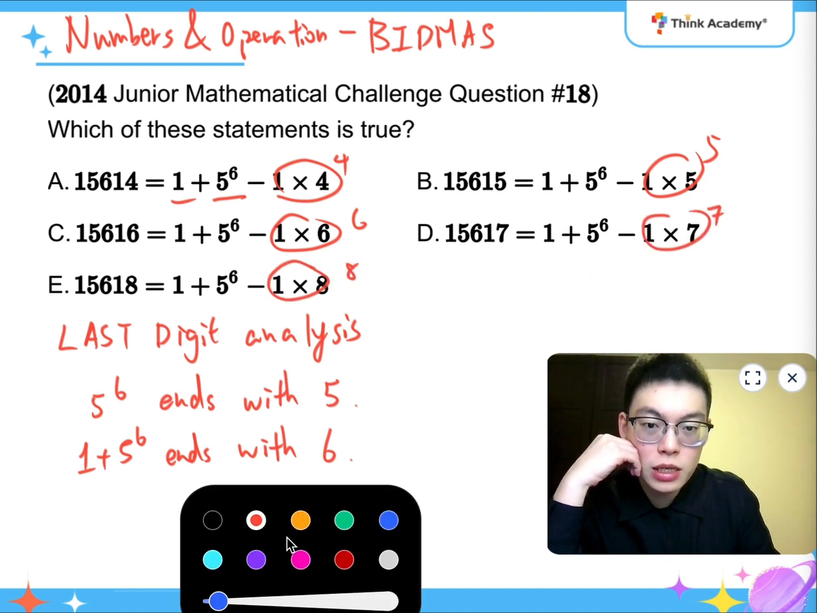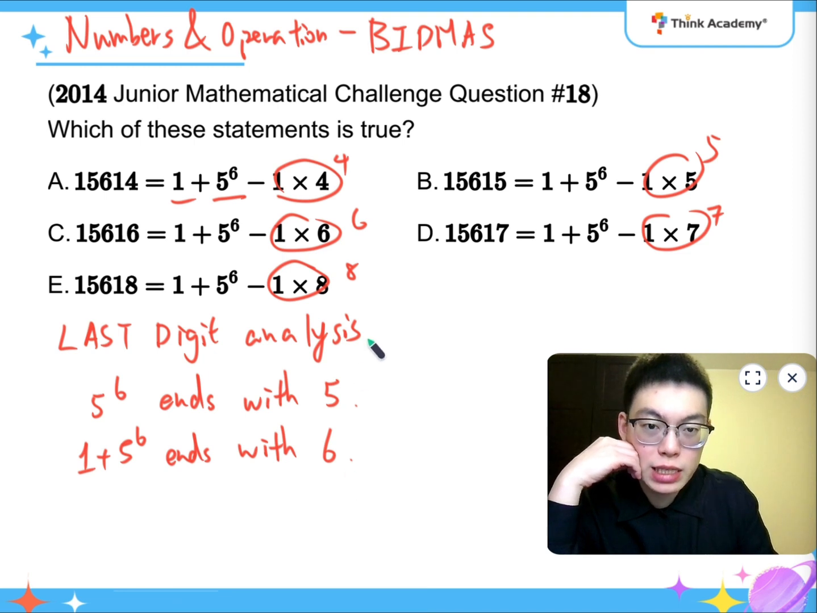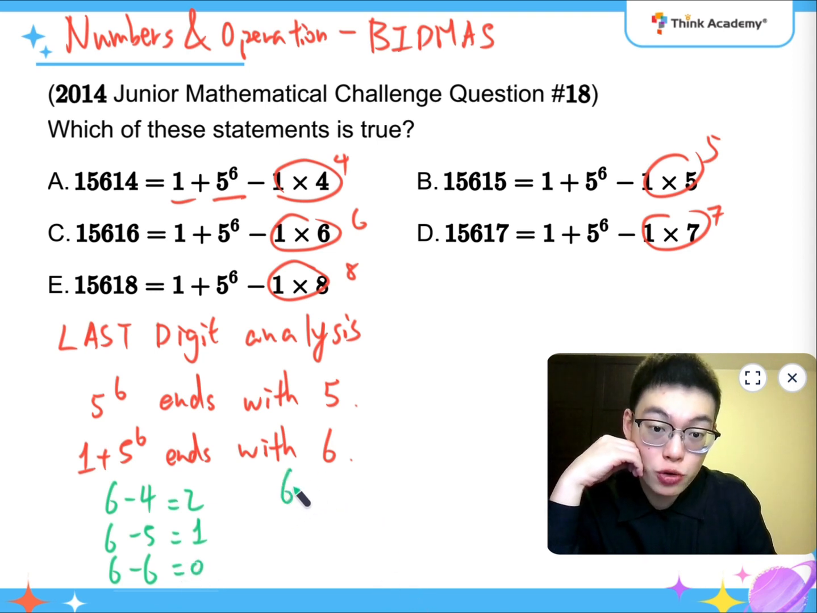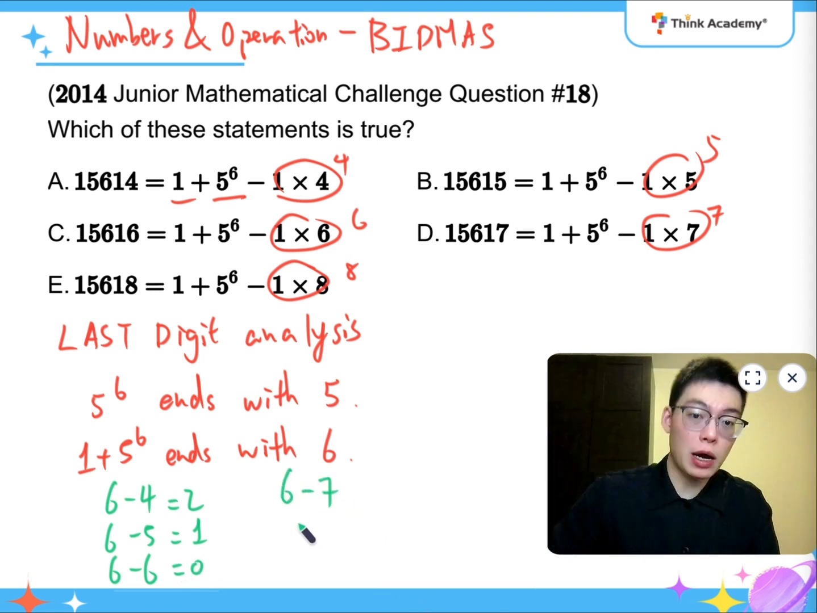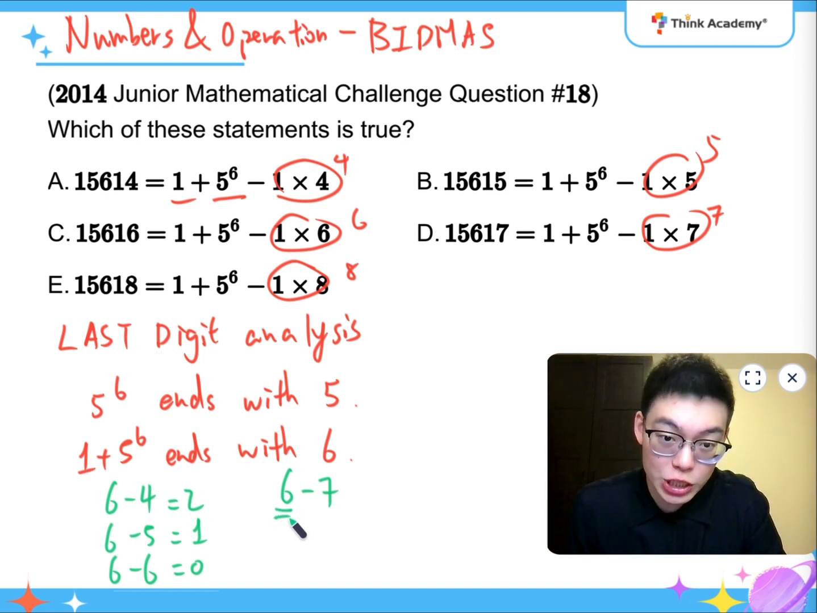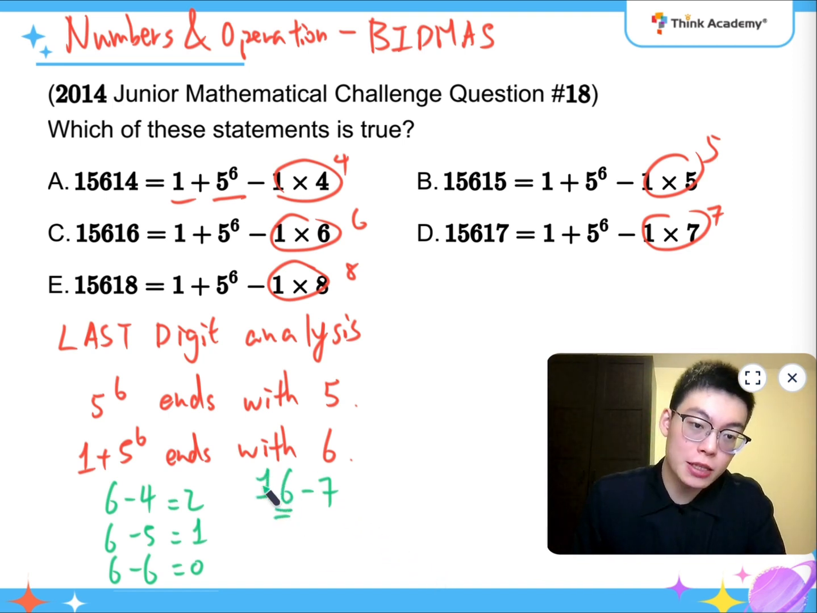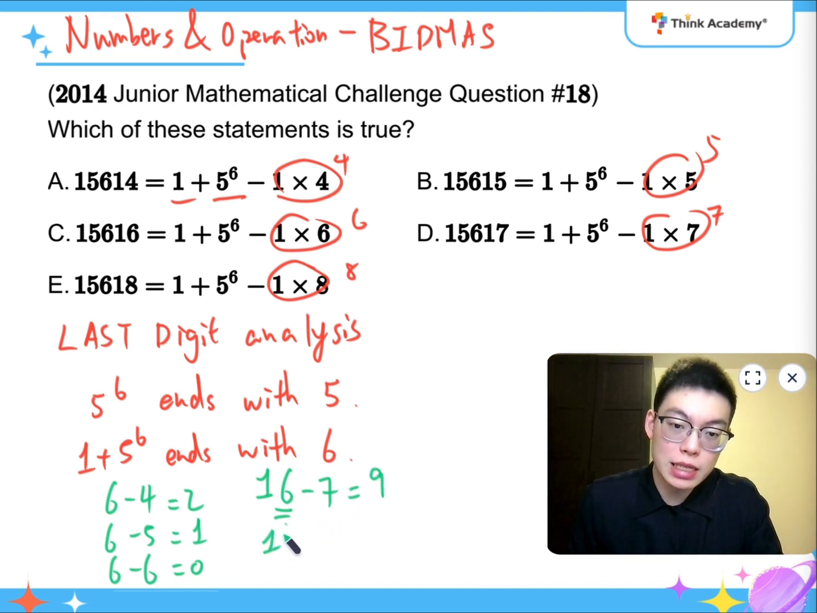Yeah? So if I'm subtracting 4 from 6, I get a 2. If I'm subtracting 5 from 6, I get a 1. If I'm subtracting 6 from 6, I get a 0. If I'm subtracting 7 from 6, well, we know that that's just the last digit, right? So we can pretend that I'm borrowing a digit and using 16 take away 7, so it's going to end with 9. 16 take away 8 is going to end with 8.